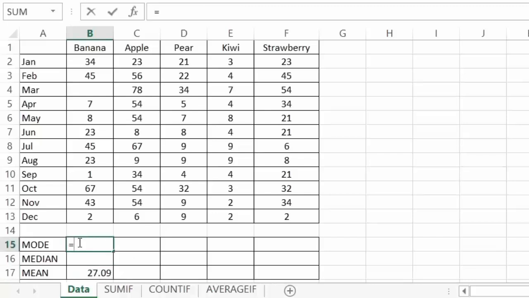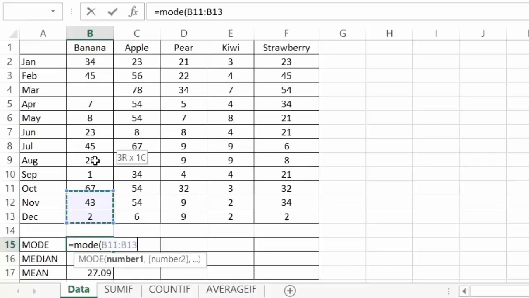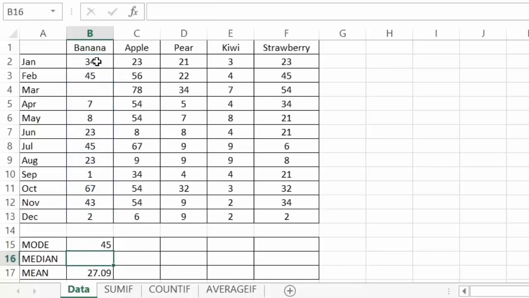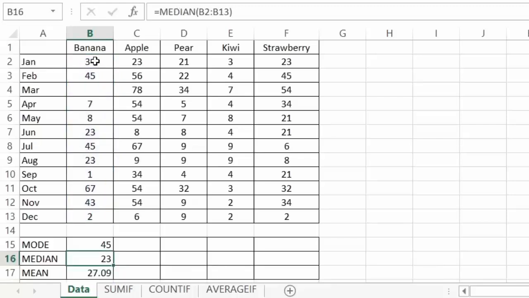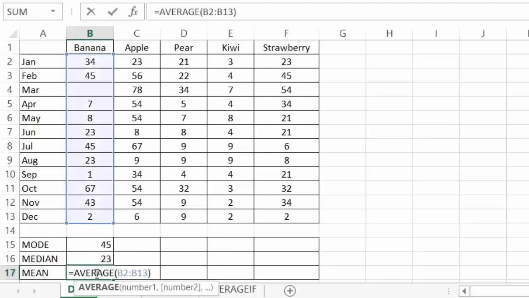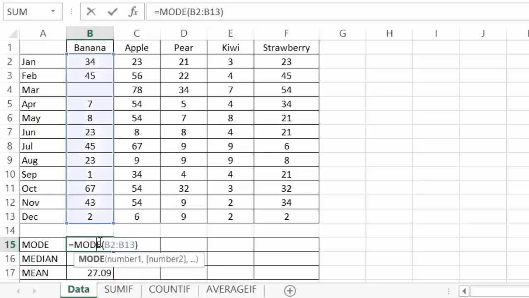Now the mode function is equals mode. Highlight your range, return, and we find that 45 is the most occurring value in the range. In fact, it occurs twice. And then median, the middle value, is equals median, open brackets, highlight the range, return, and it gives us a median of 23. Now all 3 of those can actually be referred to as the average, but they are worked out and calculated in different ways. All 3 of those methods are achievable in Excel using the average function, the median function, and the mode function.